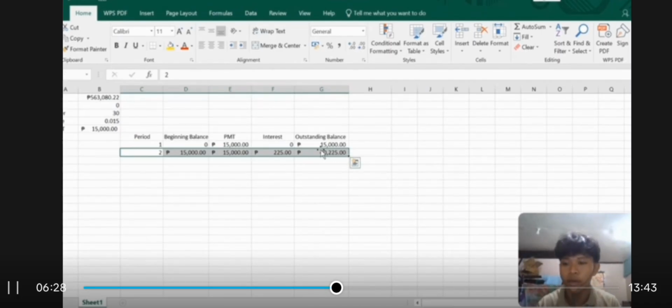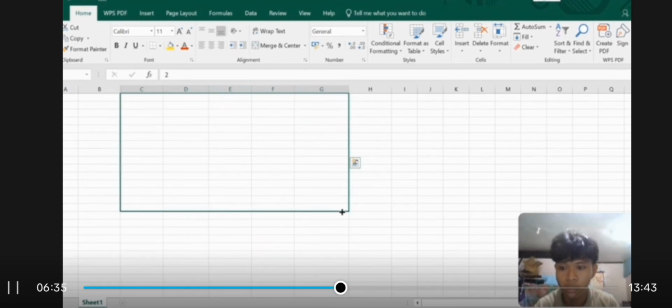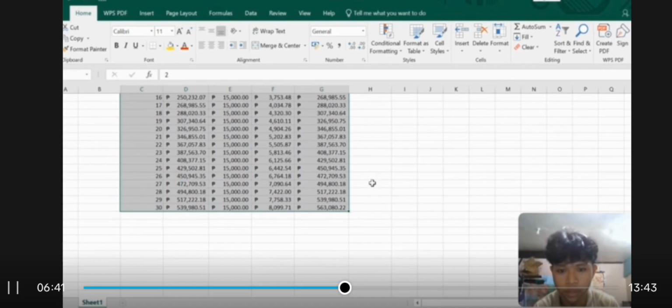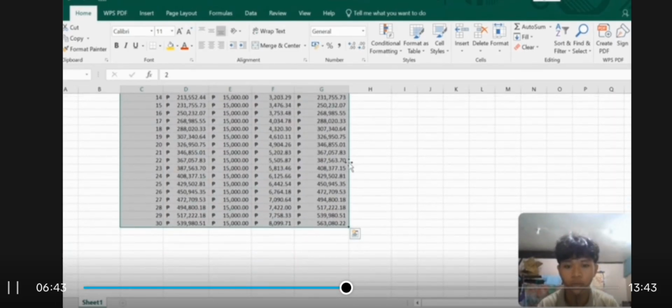So our cell here is number 8, so we need to go to number 38. So drag down to 38. So this we exceed, guys. So here, guys, number 36. Yeah. This is how you make the sinking fund schedule.